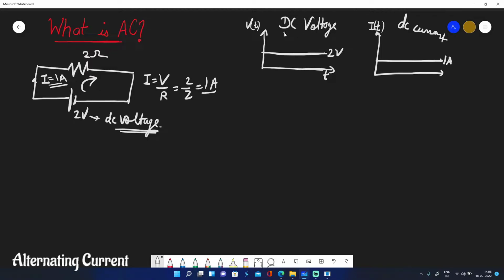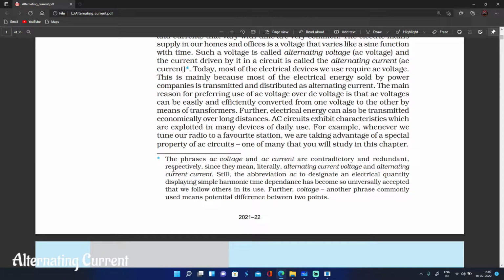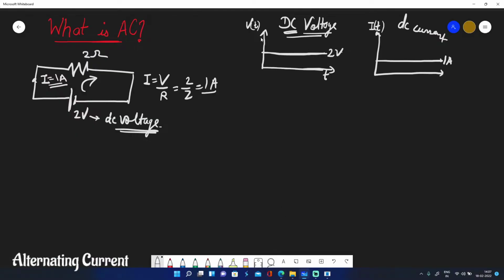Although the full form of DC is direct current, we call this a DC voltage. This is well explained in your text too, that the phrases AC voltage, AC current, or DC voltage, DC current are contradictory and redundant. So alternating current voltage, alternating current current. This sounds awkward, but yes, this abbreviation of DC current, DC voltage, AC current, AC voltage is so widely and universally accepted, so we follow these. Whatever, we can say this is a DC voltage, DC current. These are the waveforms for DC.